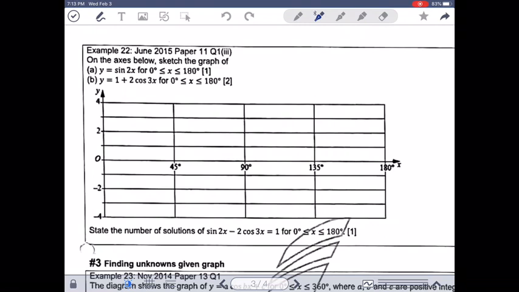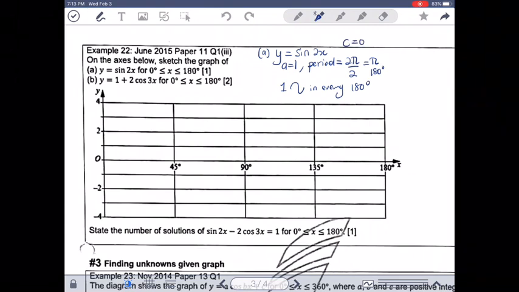Now let's have a look at this example, June 2015, paper 1-1, question number 1. We have for A, y equals sine 2x, right? So A equals 1, period equals 2 pi over 2, which is just pi, which is just 180 degrees. Means that there is one cycle in every 180 degrees. And our C equals 0, so it means no shift.